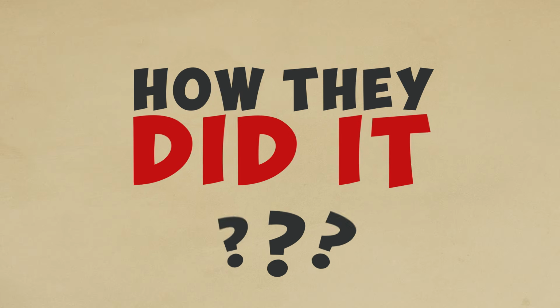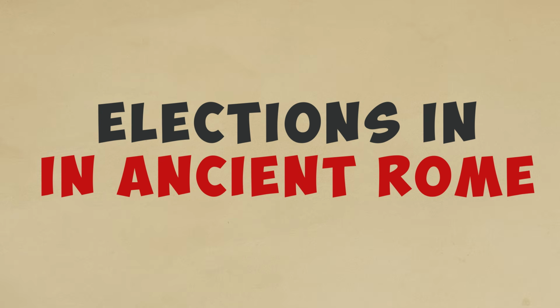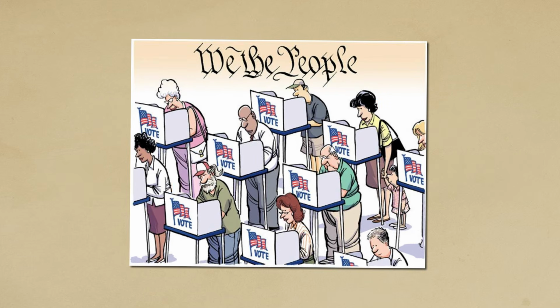Welcome to How They Did It, a show where we take a look at the daily lives of our ancestors. Today we'll be turning our attention to ancient elections and see what it was like for Romans heading to the polls. Elections are the formal and organized process of selecting candidates by vote.